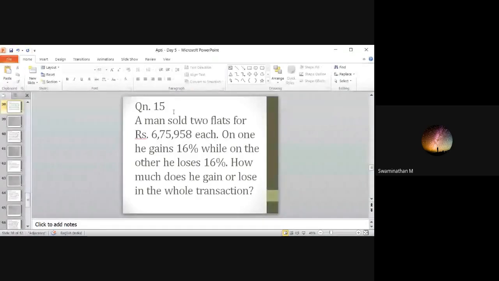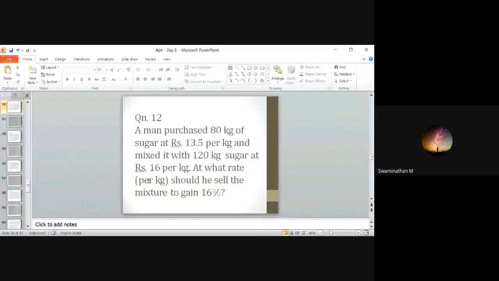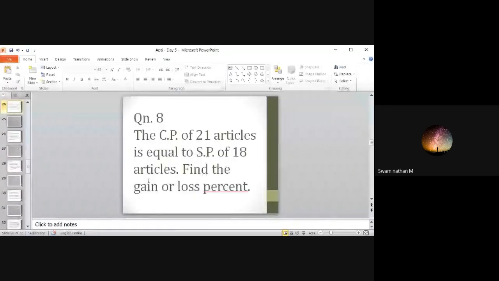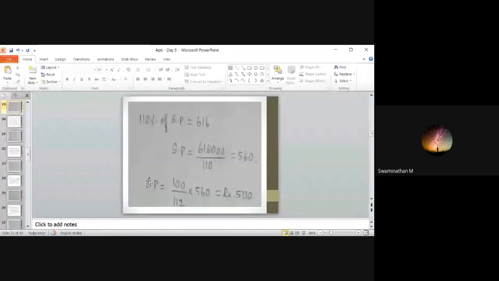Rupees 6,75,958. Zero, no. I have given a formula. How much does he gain or lose in the whole transaction? I have given that at first itself. If you are solving it directly, it may take time. So the formula is this.